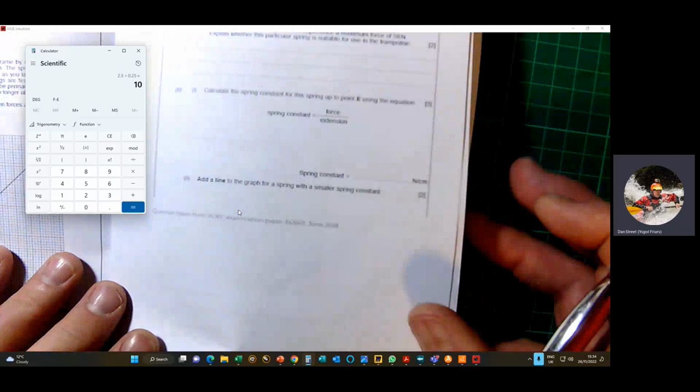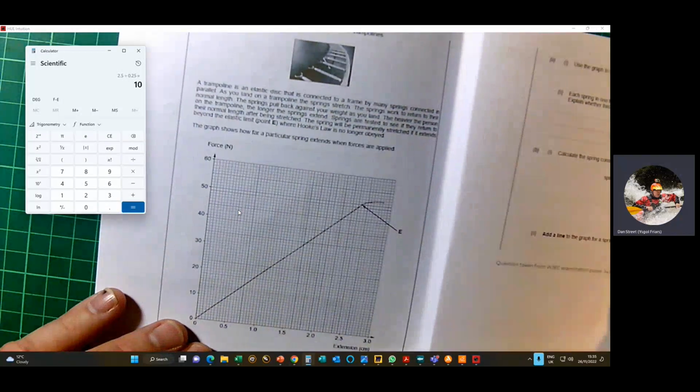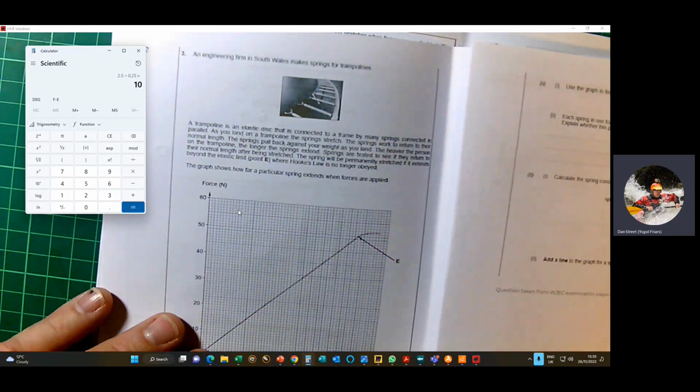And if we move on to the next question. So this question is about a trampoline. So an engineer in South Wales makes springs for trampolines. A trampoline is an elastic disc that is connected to a frame by many springs connected in parallel. As you land on the trampoline, the springs stretch. The springs work to return to their normal length. The springs pull back against your weight as you land. The heavier the person on the trampoline, the longer the springs extend. The springs are tested to see if they return to their normal length after being stretched.